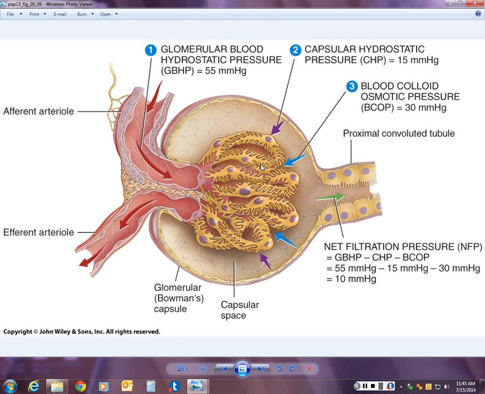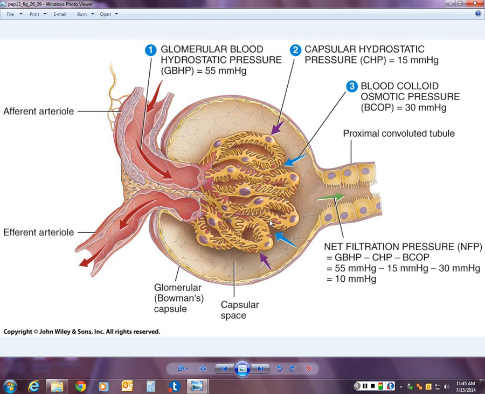Next, let's take a look at all those forces trying to force fluid from the capsular space into the glomerulus. The first of these is going to be the capsular hydrostatic pressure. The fluid within the capsular space is also going to try and exert a force, and that force is going to try to drive fluid from the capsular space back into the glomerulus. You see it represented here with the purple arrows. The average capsular hydrostatic pressure is 15 millimeters of mercury.